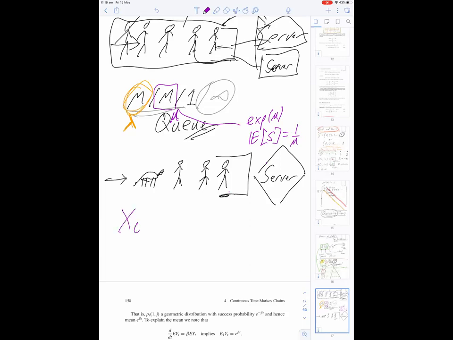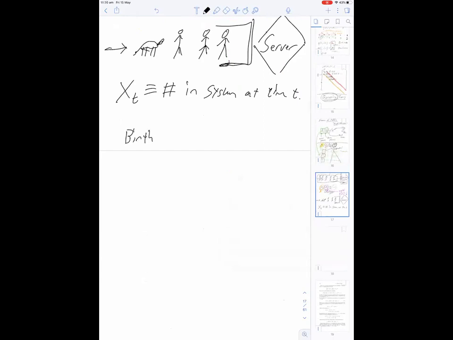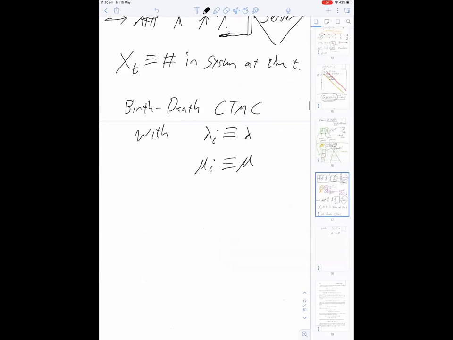Now let's define x of t. So x of t is the number in the system at time t. Sometimes we call that the queue, although the person standing in front of the coffee stand is still in the queue. So x of t can be neatly described by a birth-death CTMC, going back to the birth-death chain, with the rate lambda i just equaling lambda constantly, and the rate mu i just equaling mu all the time. So let's see why.